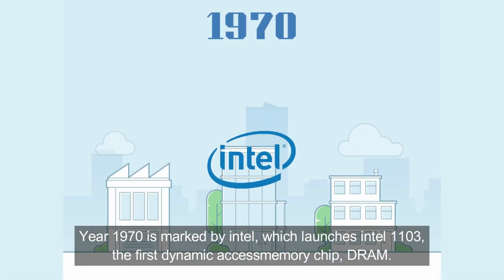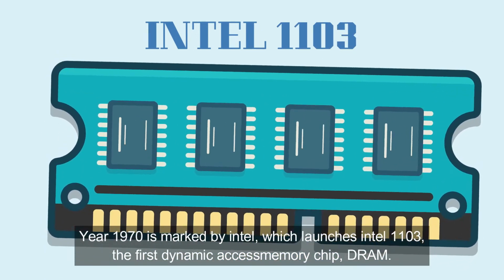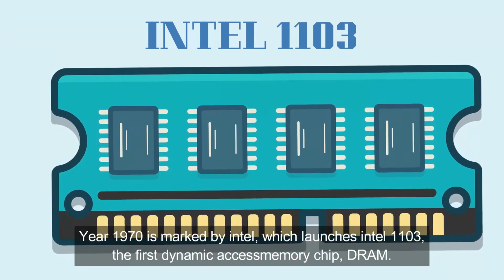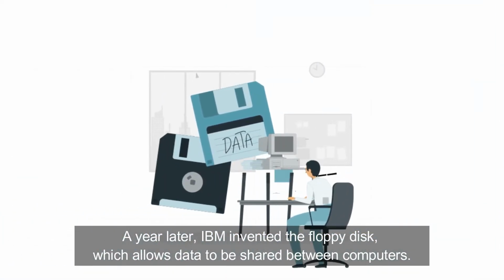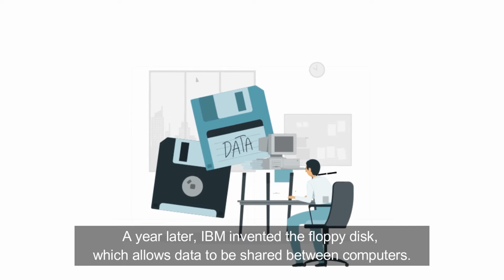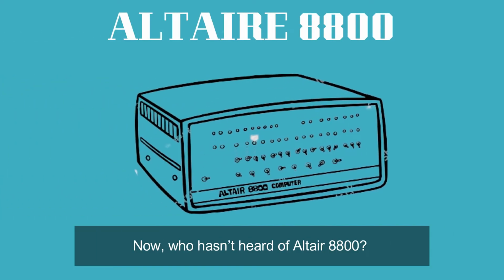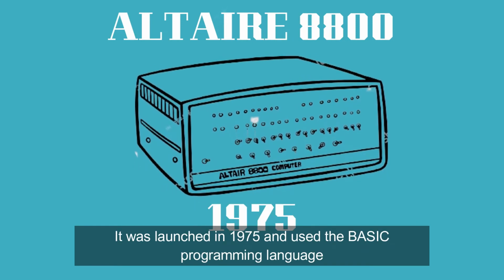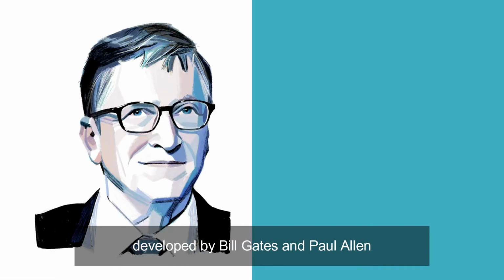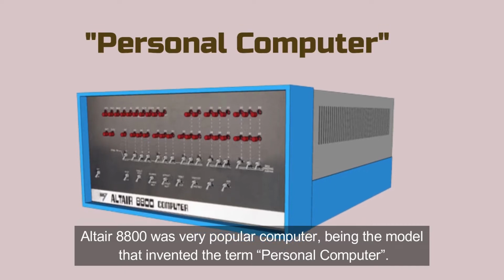The year 1970 is marked by Intel, which launched the Intel 1103, the first dynamic random access memory chip, DRAM. A year later, IBM invented the floppy disk, which allows data to be shared between computers. Now, who hasn't heard of the Altair 8800? It was launched in 1975 and used the BASIC programming language developed by Bill Gates and Paul Allen. Altair 8800 was a very popular computer, being the model that inspired the term personal computer.